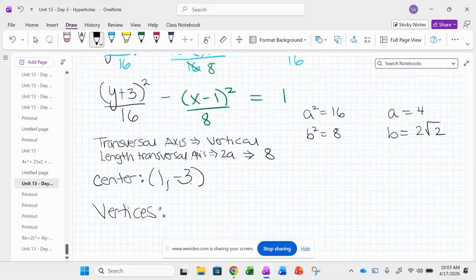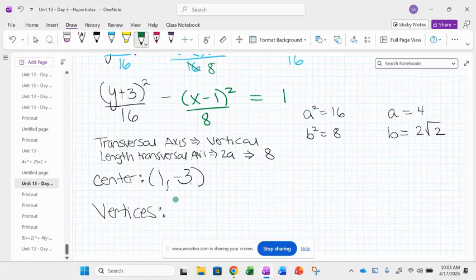The center. So without me actually graphing, can I find the vertices? Absolutely. I'm going to go to the center and I'm going to add 4 units up and 4 units down. But to which coordinate? The x coordinate or the y coordinate? Good. The y. We're going to add it to the y coordinates because it's a vertical hyperbola.